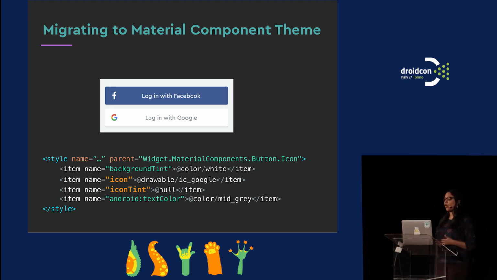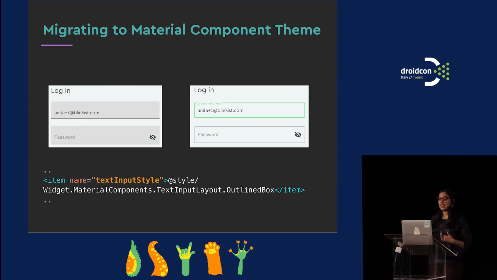And there are a lot more cool attributes like rippleColor and more styles like text button styles. So I highly recommend you take a look. There's so many things we were doing by hand earlier, we don't need to anymore. And last but not the least, we were able to fix this ugly text input layout to something more reasonable. And what you see on the left is a filled box style, which is the default.